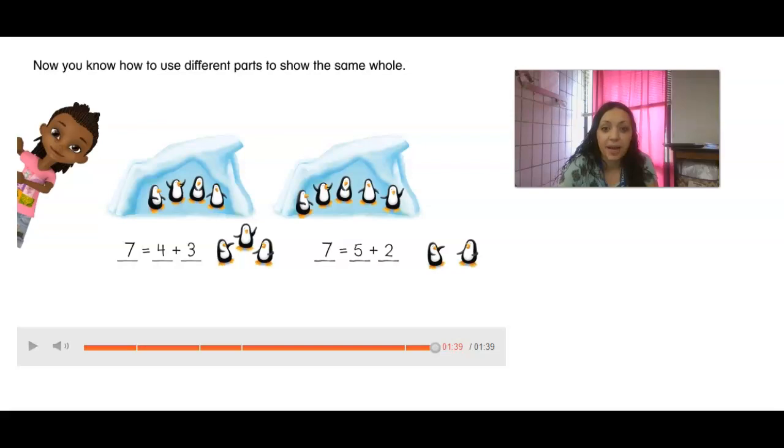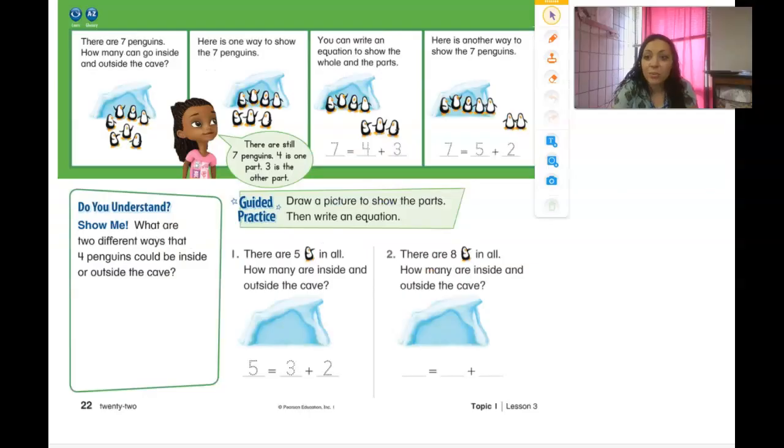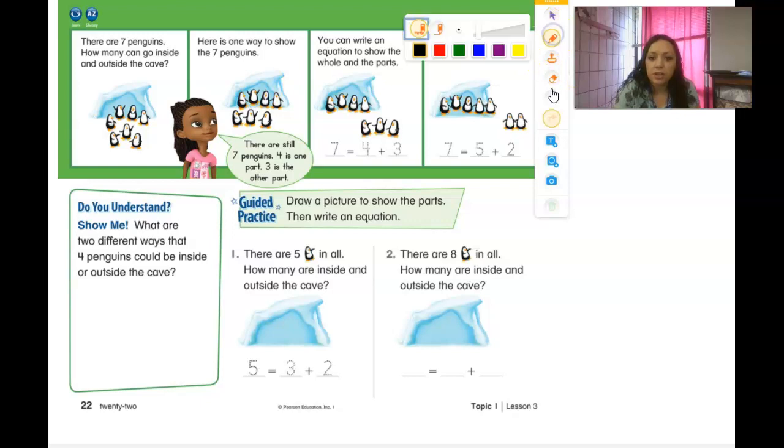All right, so we're going to get back to our workbook. In our workbook, we just went ahead and flipped the page, and you can see up here at the top, that was just the video that we watched, that problem where we saw how we could put different parts inside the cave with the penguins. And we're going to go at the bottom and practice that real quick. So our sentence says, there are 5 penguins in all. How many are inside and outside of the cave?